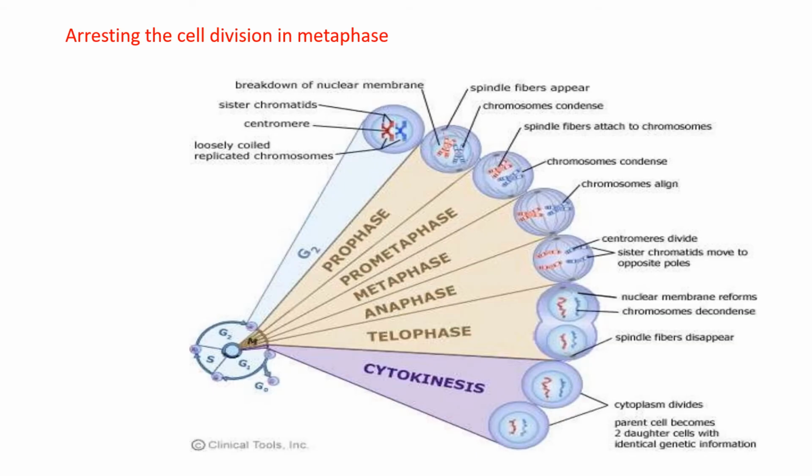This is a photomicrograph to show different phases of cell division in mitosis. For karyotyping, the cells have to be fixed at this stage, that is metaphase, to be observed under the microscope.